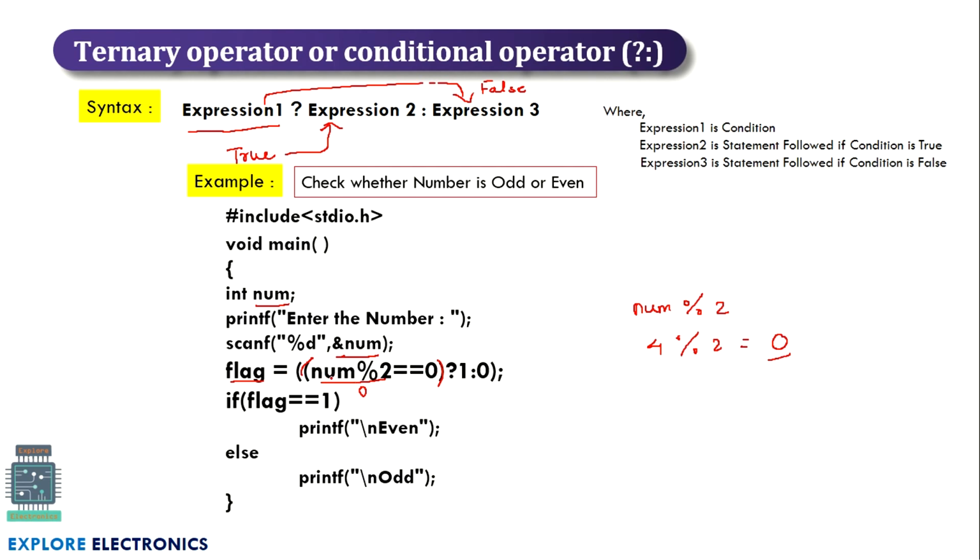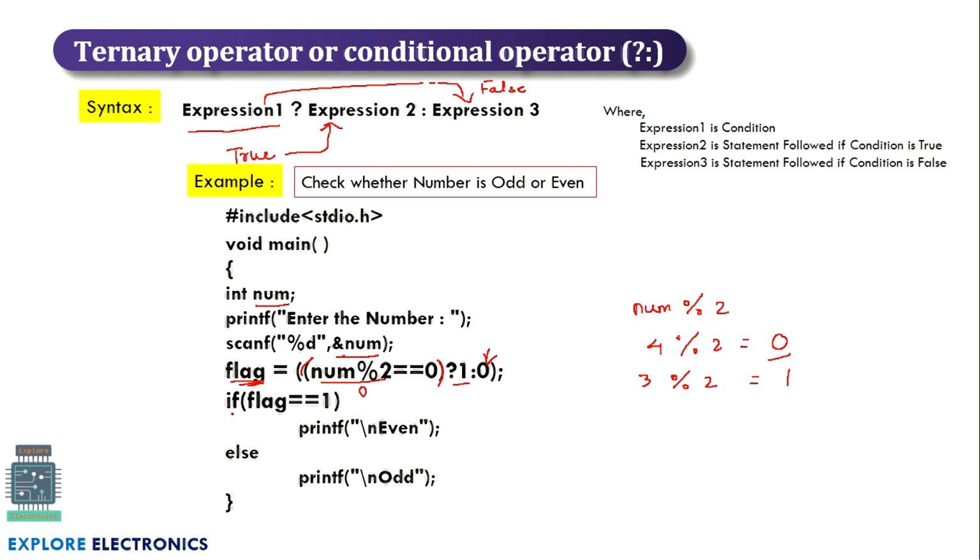We are checking if the number divided by 2 has the remainder 0. If so, we assign the flag a value 1. If this condition is not satisfied, suppose we have entered 3, and 3 divided by 2, the remainder will be 1. Now this condition is not satisfied. So expression 3, that is 0, will be assigned to flag.